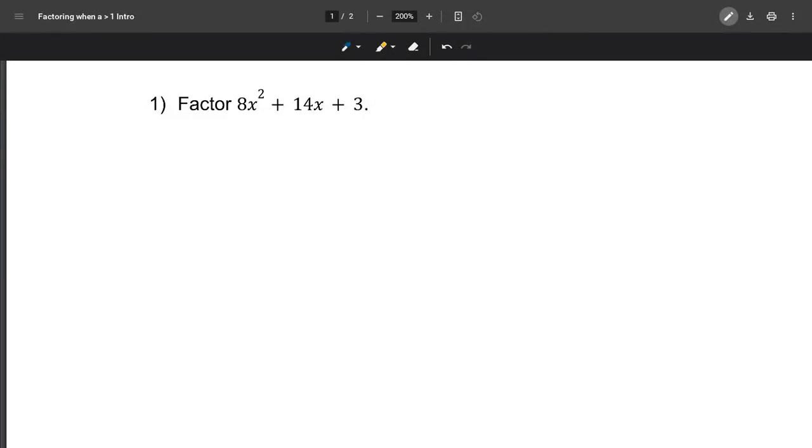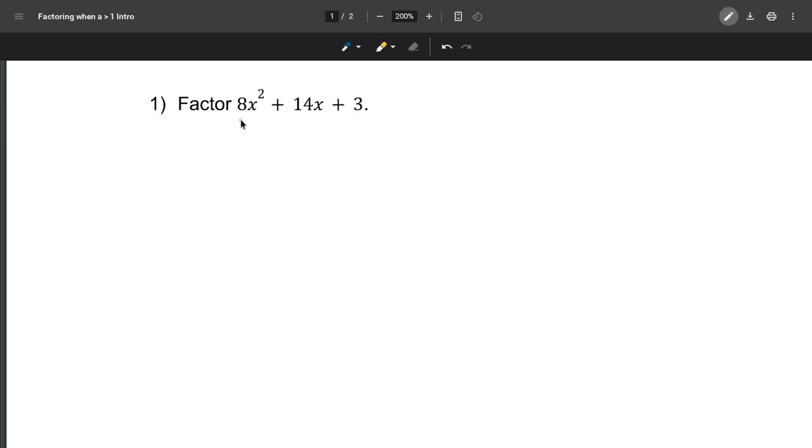In this video, I'm going to show you how to factor quadratics when a is greater than 1. This is going to be a bit of an intro, so we're going to have a positive middle coefficient and a positive last coefficient. So we're only going to worry about positive factors. Let's take a look at this first one. So we're going to factor 8x squared plus 14x plus 3.